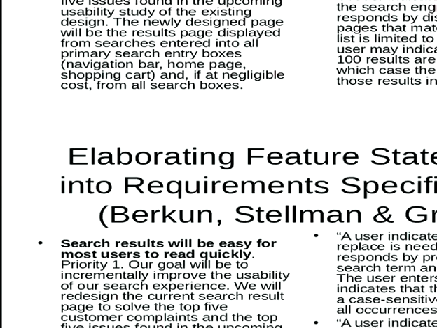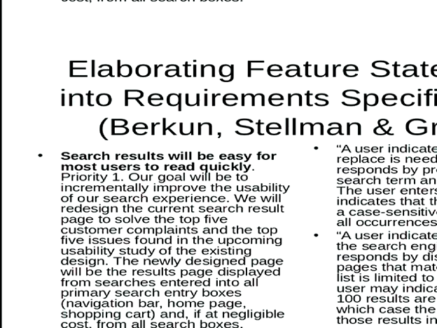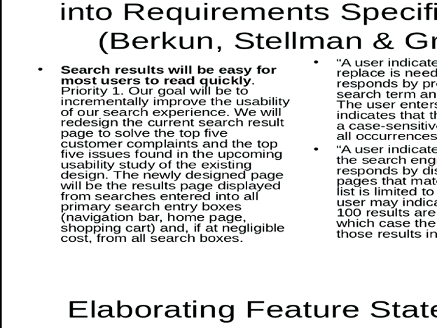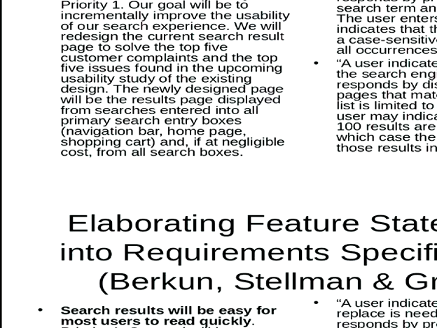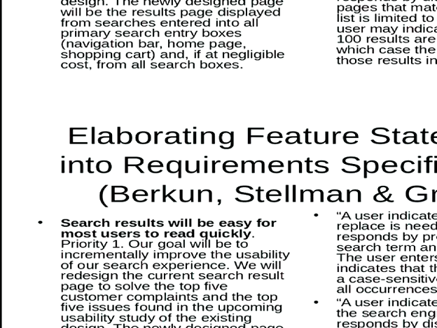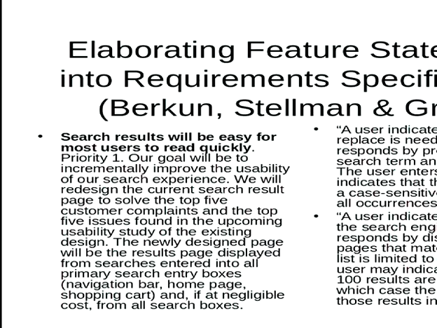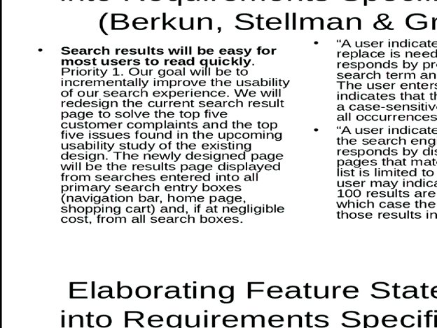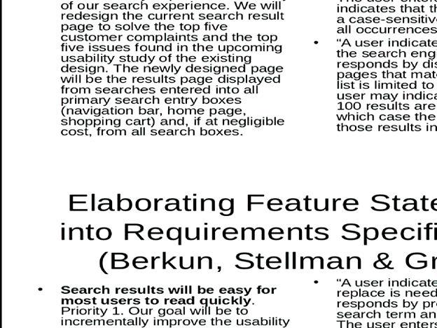Yeah. So here would be, for example, a feature statement in a vision and scope document. Search results will be easy for most users to read quickly. So priority one, our goal will be to incrementally improve the usability of our search experience. We will redesign the current search result page to solve the top 5 customer complaints and the top 5 issues found in the upcoming usability study of the existing design. The new design page will be the results page displayed from searches entered into all primary search entry boxes from the navigation bar, home page, shopping cart, if at negligible part from all search boxes. So this is a broad statement of what we're trying to achieve in terms of our vision and in terms of the priority associated with it.